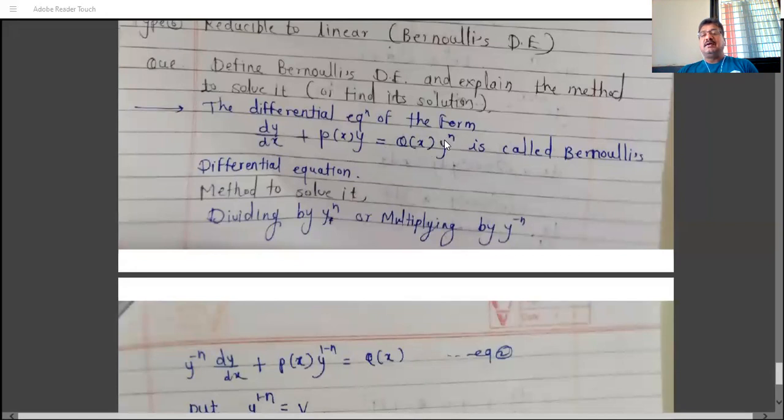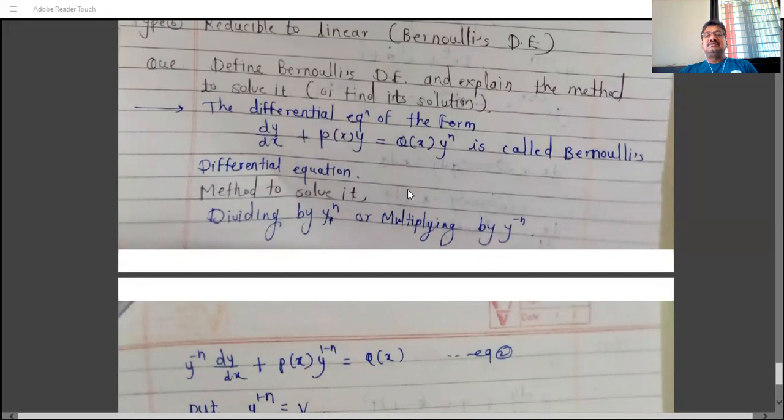That is, the value of n is 1, 2, 3, 4, 5, or minus 1, minus 2, minus 3, minus 4. So suppose n is minus 2, then y raised to minus 2 means divided by y squared. Suppose n is minus 2, then it is divided by y raised to 2, so divided by y raised to 2 means y raised to minus 2. So this is the general form of Bernoulli's differential equation.